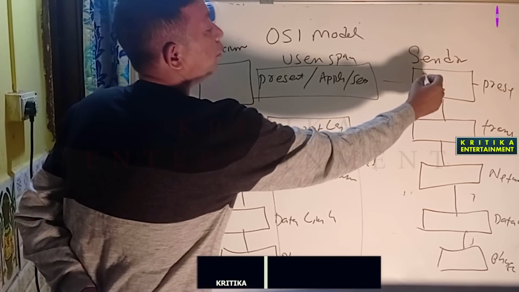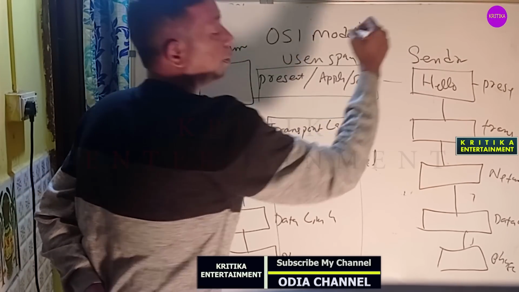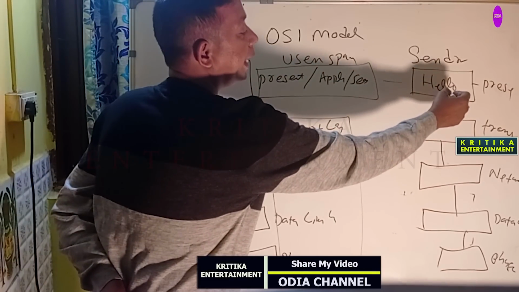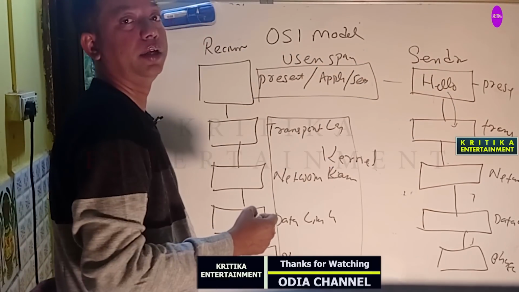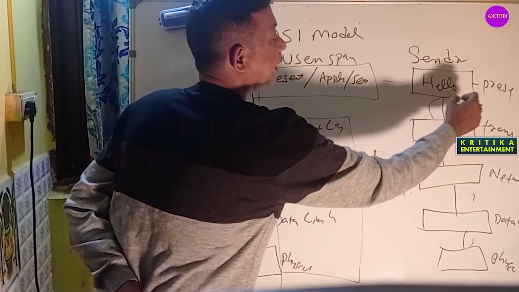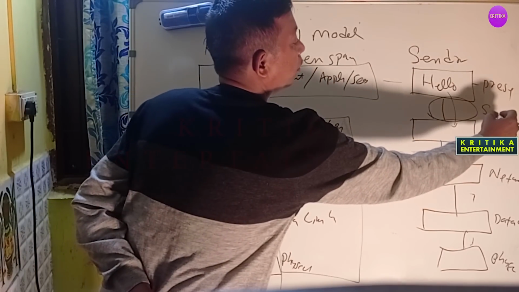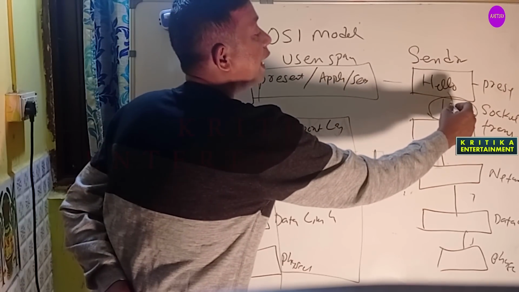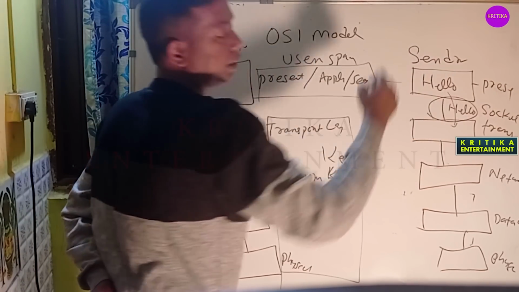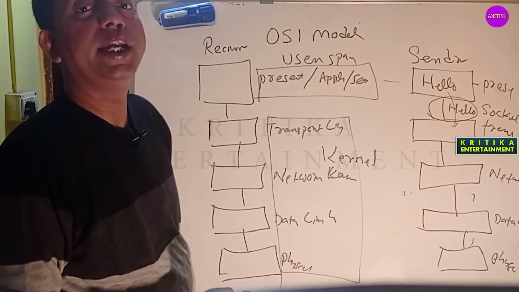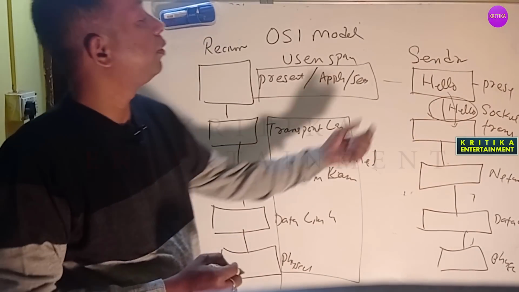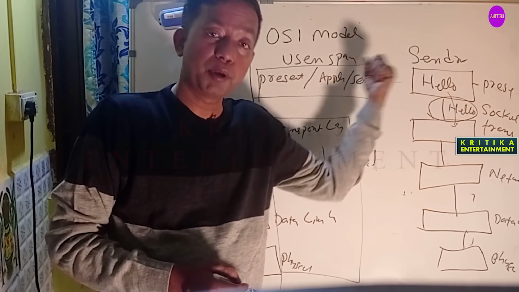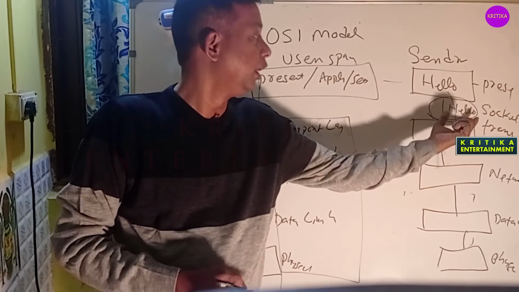Suppose when you send the message hello, what will happen? It will not move directly to the transport layer. In between, a socket is created. When you write hello, it is first written into this socket file. The socket is a temporary file, so whenever you send a message, the socket reads the data from the presentation layer and stores it inside. So this is called hello.